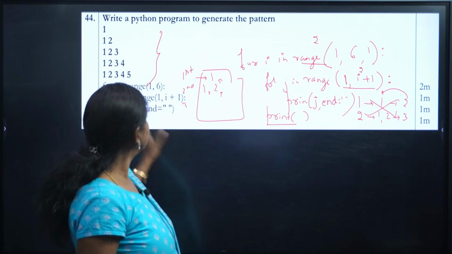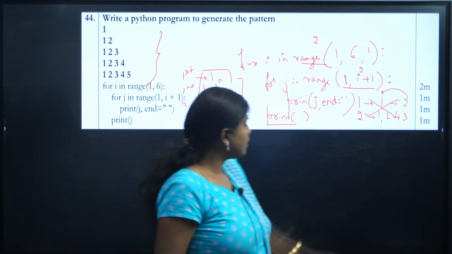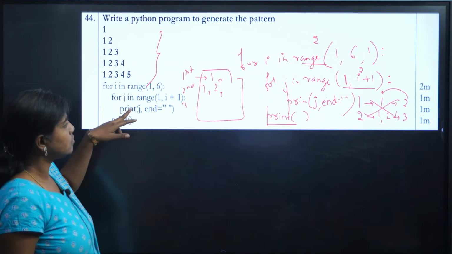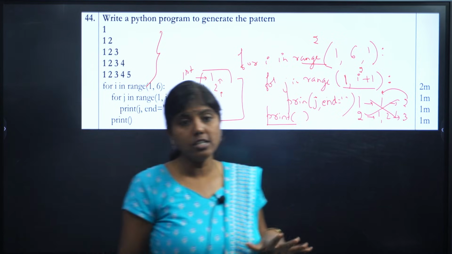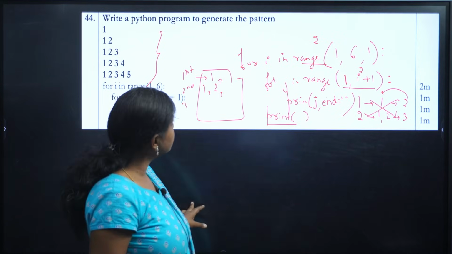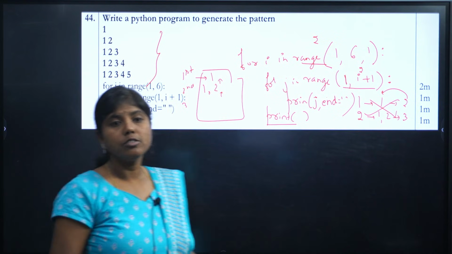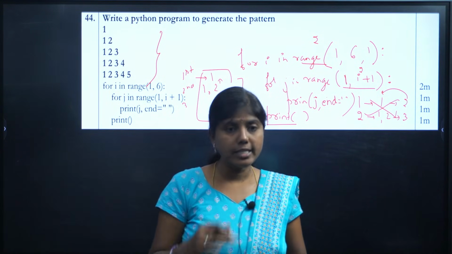So remember, they have given the mark allocation here. This is for 1 mark, this is for 1 mark, this is for 1 mark, and this is going to be for 2 marks, totally 5 marks here. And that's all for the model paper, it's done.